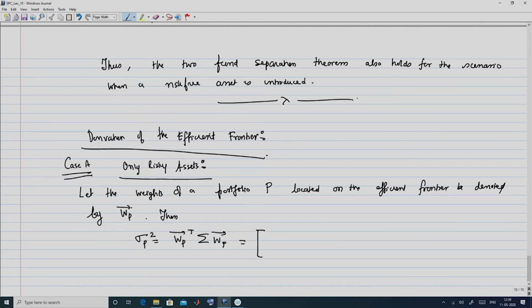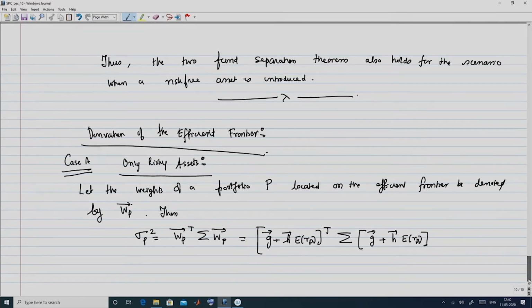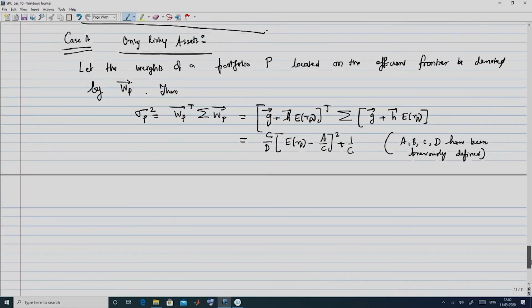and you remember this W p on the efficient frontier was of the form G plus H into E R P transpose sigma. So, again I replace W p with G plus H ERP, and after some calculations you can show that this is going to be of the form C over D into (ERP minus A over C) square plus 1 over C. So, here remember that A, B, C and D have been previously defined. Okay, so I leave this calculation to you.